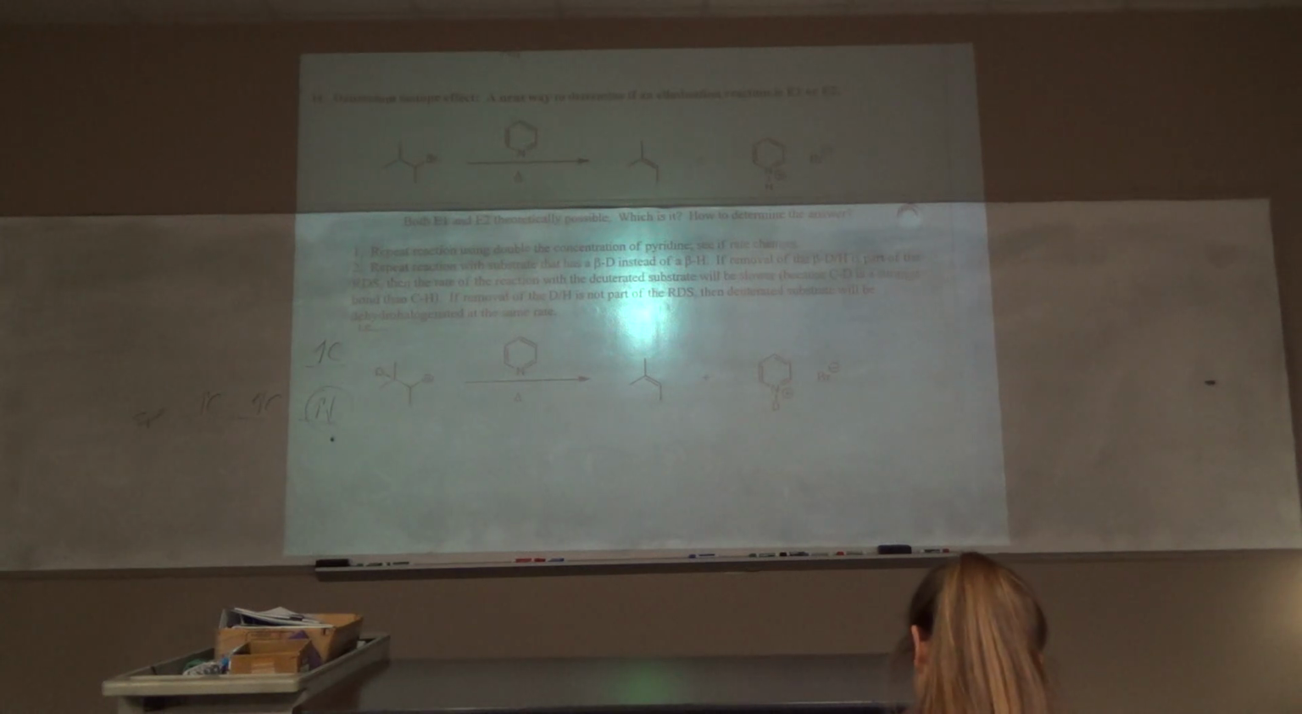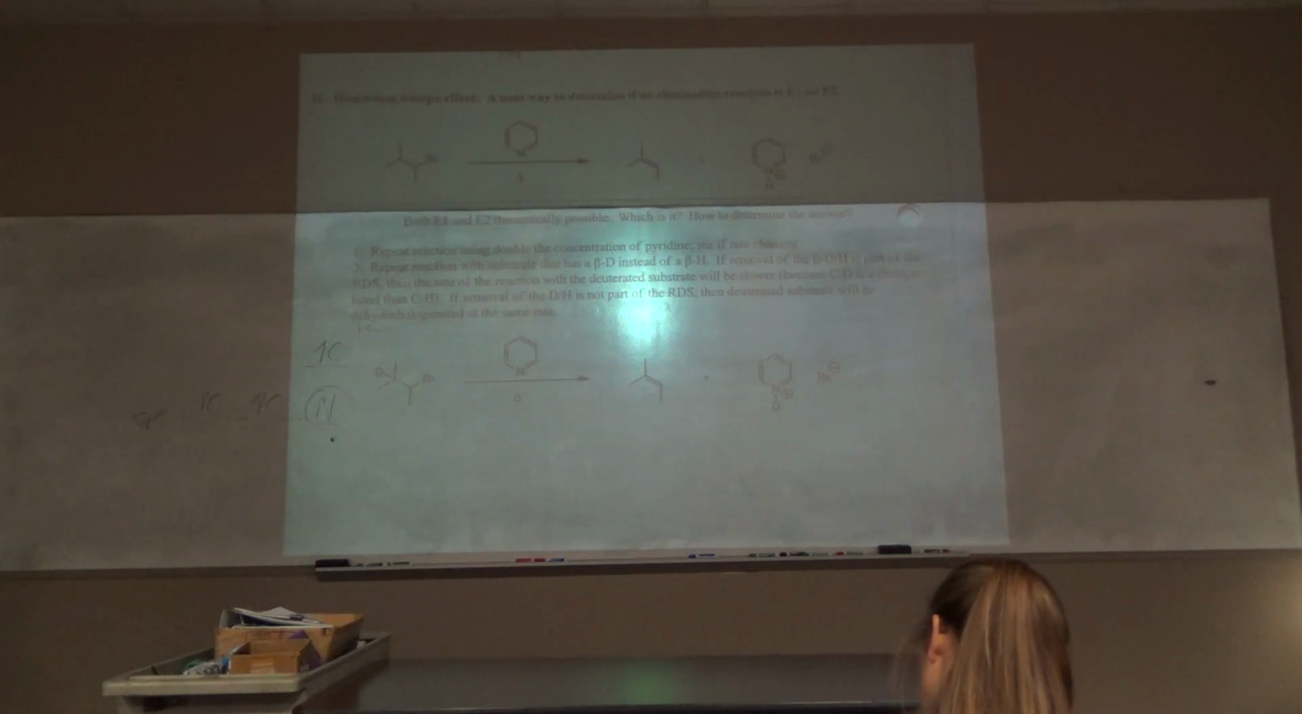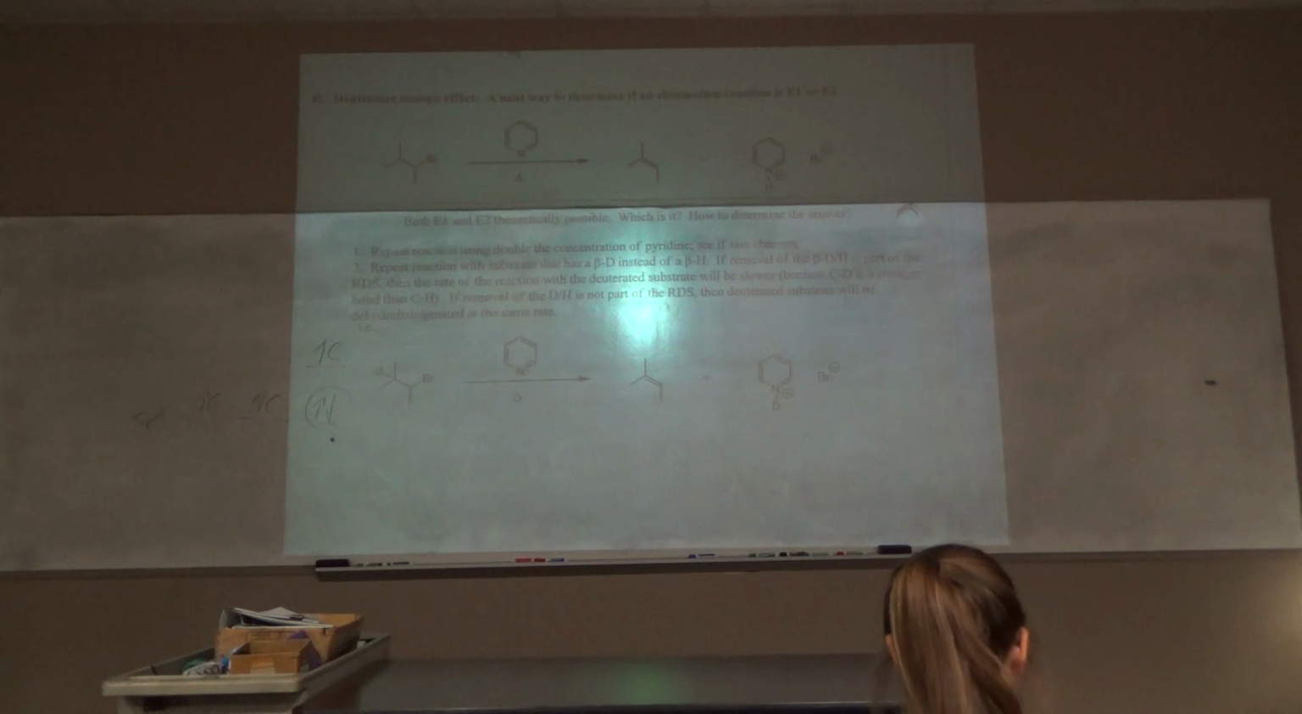Number two, deuterium isotope effect. Question, in which mechanism is the beta hydrogen abstracted in the rate determining step?